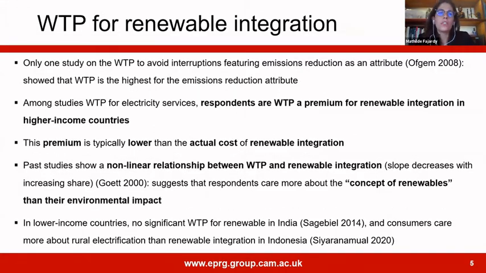And so, still on the literature on renewable integration, there are some studies on willingness to pay for renewable electricity. There are actually a lot of studies like this. They just don't focus on security of supply. In the UK context, only one willingness to pay study has included emissions reduction as an attribute and showed that it was the most important choice attribute for respondents. So it is very important to consider both security of supply and renewable electricity together in a DCE.